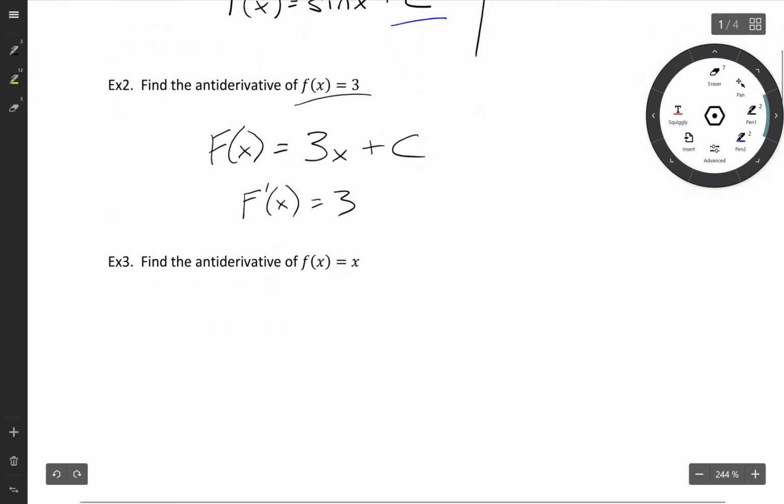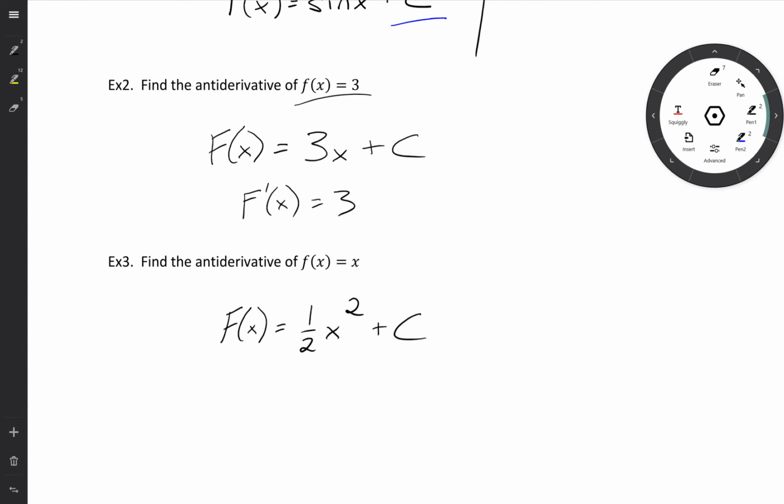And last but not least, if I have x, what function's derivative would be equal to x? Well, it's 1/2 x squared. Because remember, you bring down the 2 and multiply 2 by 1/2, it just becomes x by itself. Subtract 1 from 2, using the power rule. So our antiderivative big F of x is 1/2 x squared plus c.